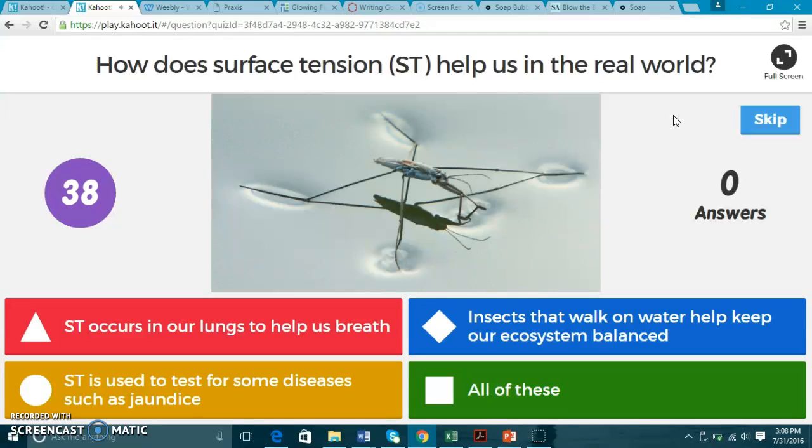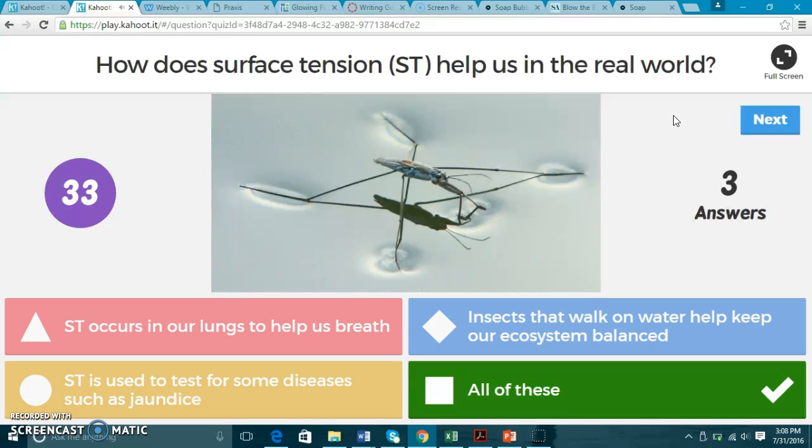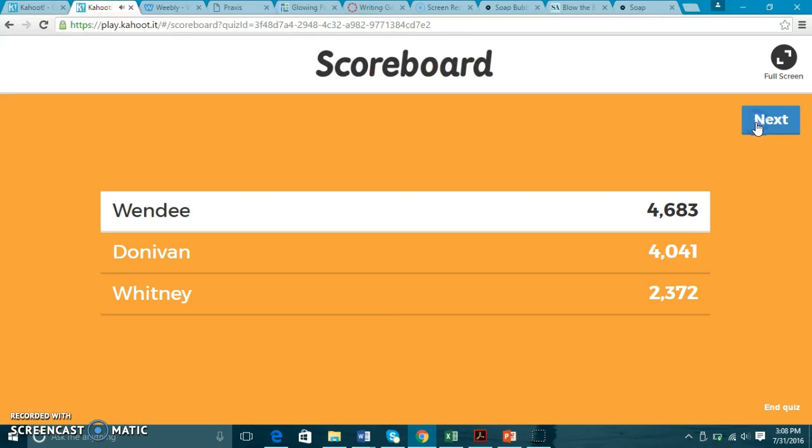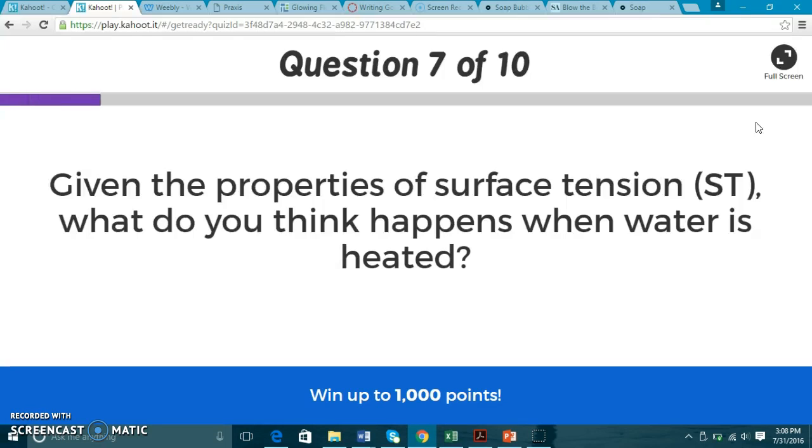Okay, we're going to go ahead and have everyone answer. And as you can see, everyone got the answer correct. Let's move on. Question 7. Given the properties of surface tension, what do you think happens when water is heated?